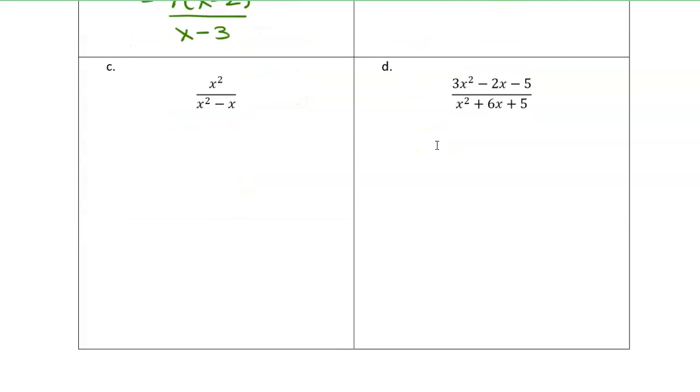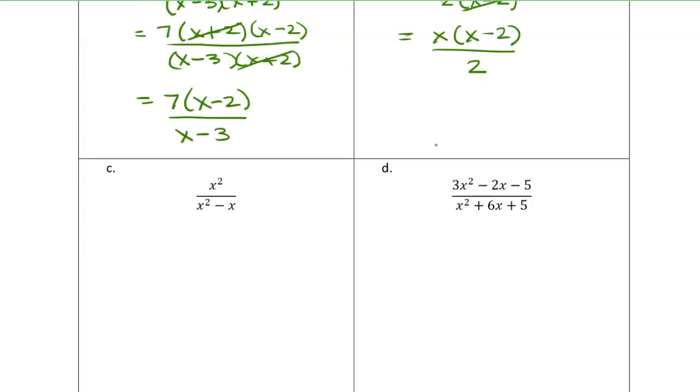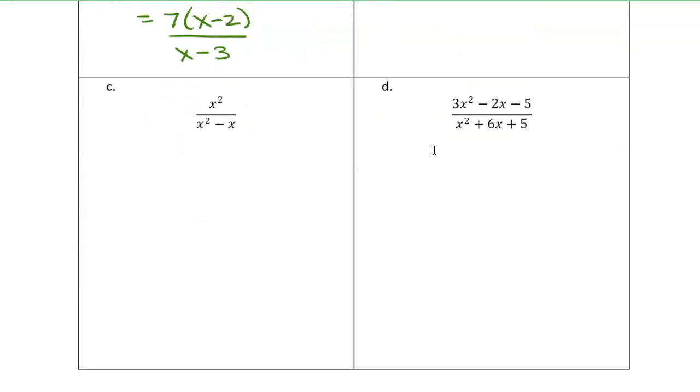All right, now this next one is one that a lot of people get messed up on. I've seen it many, many times. People want to cancel those x squareds. No, don't do that. You cannot cancel those because they are not common factors.